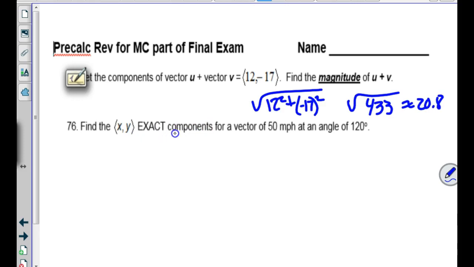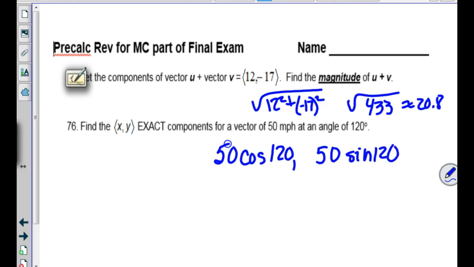Okay, find the exact components for a vector of 50 miles an hour at an angle of 120. Well, it's 50 cosine of 120 and 50 sine of 120. How are you going to get them exact, though?